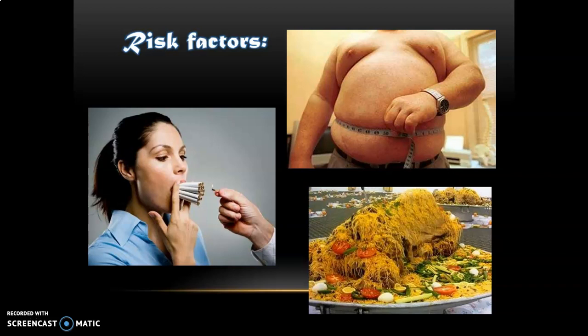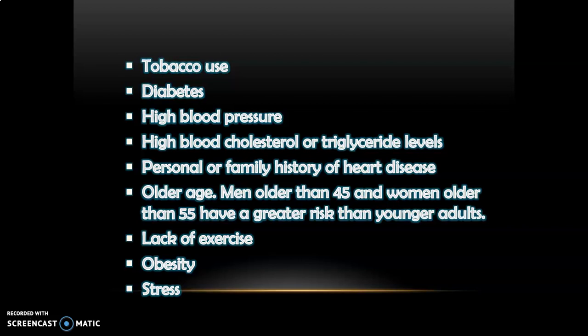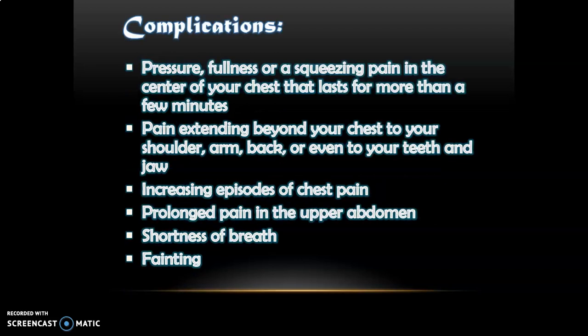Now, look at the different risk factors of angina pectoris. Tobacco use, diabetes, high blood pressure, overweight, high blood cholesterol or triglyceride levels, personal or family history of heart disease, and older age: men older than 45 and women older than 55 have a greater risk than younger adults. There is also lack of exercise, obesity, and stress. These are the major risk factors for angina pectoris.